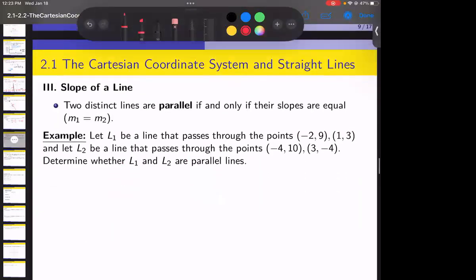All right, we're going to talk about parallel lines and perpendicular lines. If two lines are parallel, I mean two functions have graphs that are parallel, then the slopes are equal. Example, I want to show that line 1 and line 2 are parallel. Why don't you guys do that?